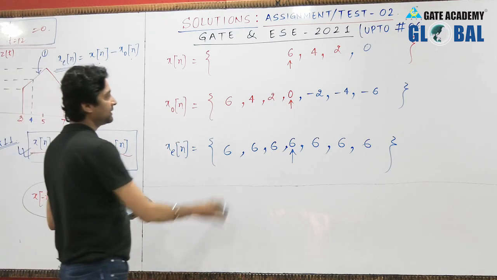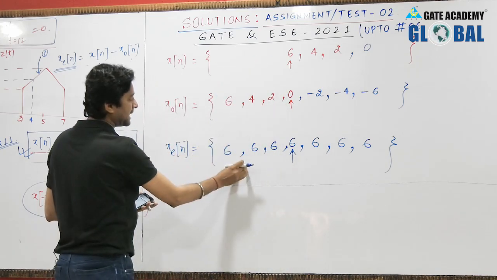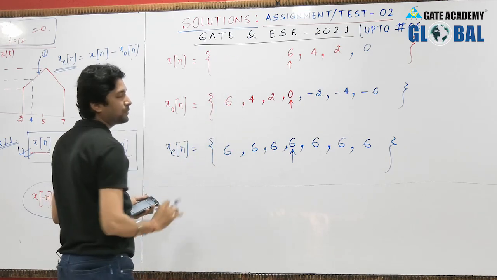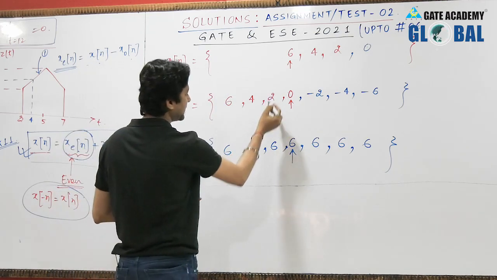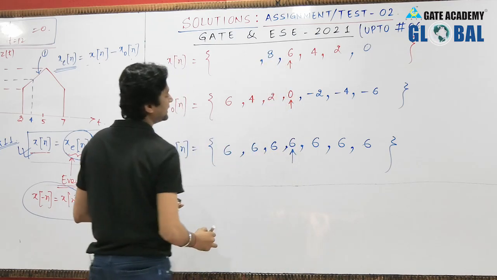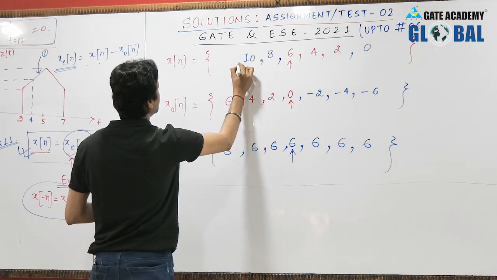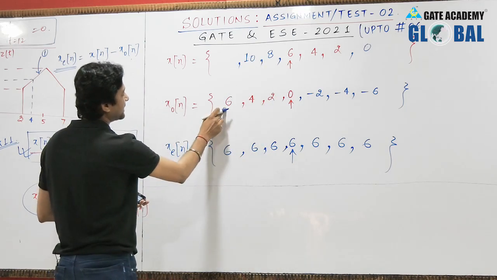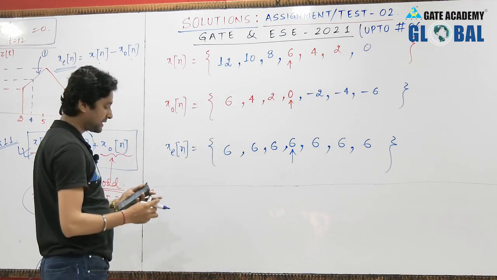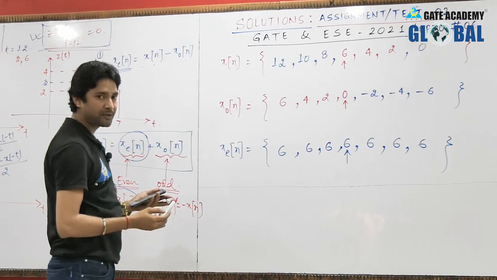If we don't have the value of signal x of n for n less than 0, then we can simply add the even part and odd part of the signal and we can get the value of x of n here. So 6 plus 2, the value of x of n will be 8 at n equals minus 1. 6 plus 4, that will be 10 at n equals minus 2. And 6 plus 6, that is 12, will be the value of the signal at n equals minus 3. So now we have obtained the complete x of n signal.